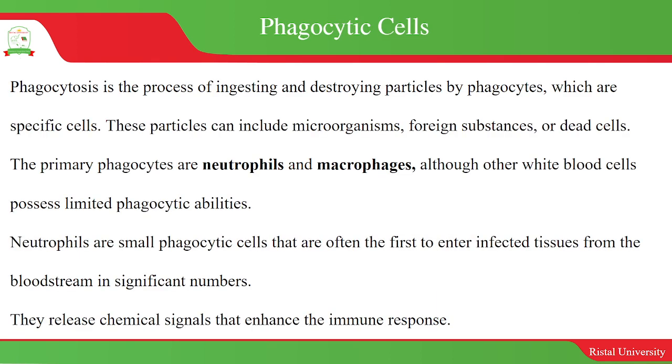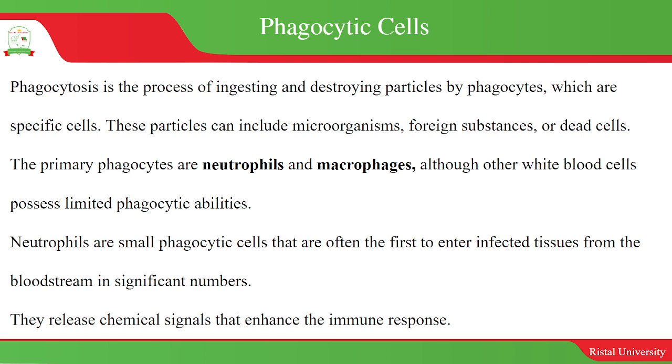So let's look at the phagocytic cells. We say that the basophils, neutrophils, and macrophages are phagocytic. And we say that the process of phagocytosis is when the phagocytic cell engulfs and destroys the particles or the pathogen. So these particles that can be destroyed by phagocytic cells can be microorganisms, dead cells, damaged cells, or foreign substances.